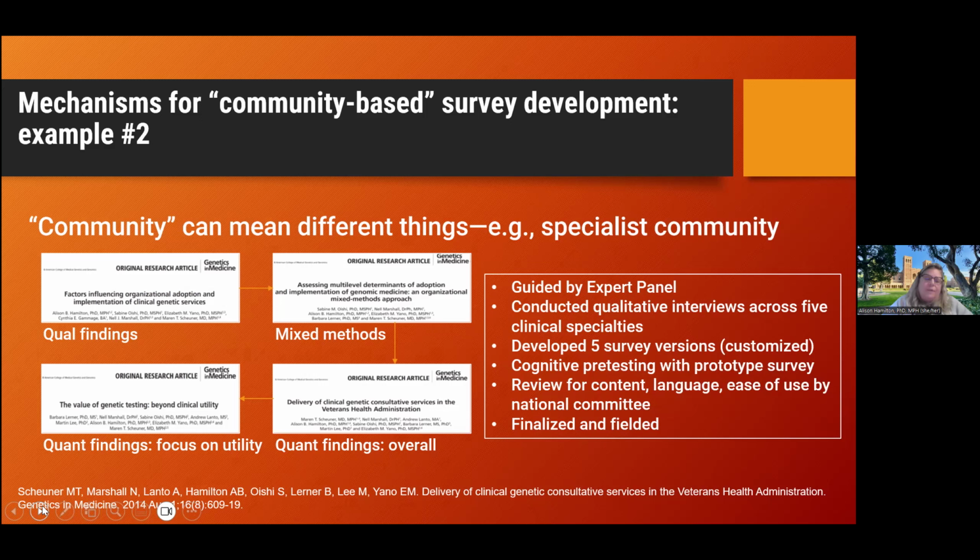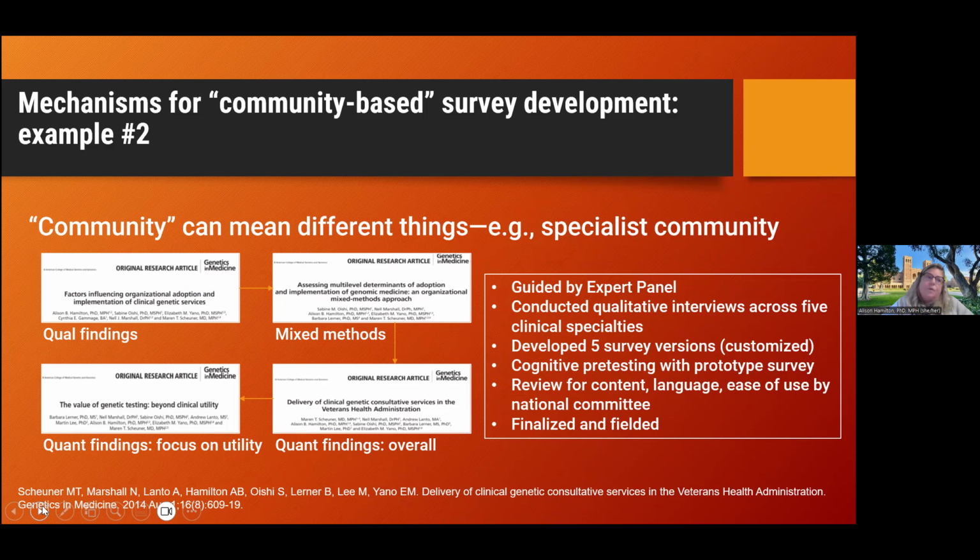And this was several years ago, maybe about 10, 12 years ago, or maybe even longer. The idea at the time, she was fairly new to VA, but we were looking at implementation of genetic services in VA. And by genetic services, that was really two main things. One, using genetic tests, and two, having genetic counselors available and doing genetic counseling.